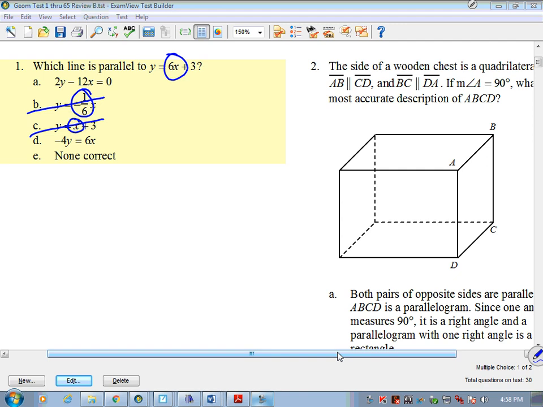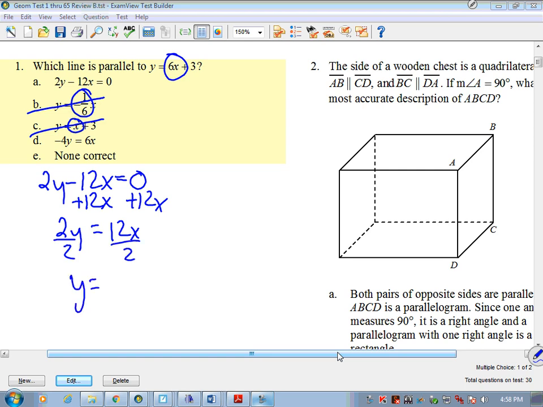So on A, I need to switch this over. It is not in slope-intercept form. So from 2y minus 12x equals 0, I need to add 12x to the other side. So I'm going to get 2y equals 12x plus 0. Divide by 2. So I get y equals 6x plus 0.